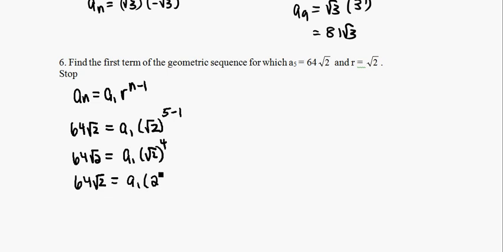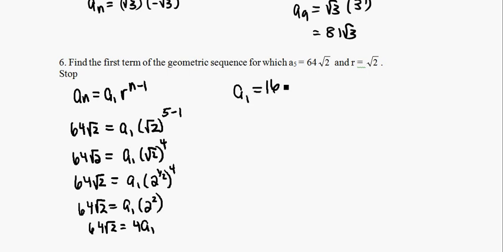Power to a power, you multiply those two. 1/2 times 4 is 2, so I get 2 squared. So I get 64 radical 2 equals 4 a sub 1. Divide both sides by 4. I get a sub 1 equals 16 radical 2. Tricky.